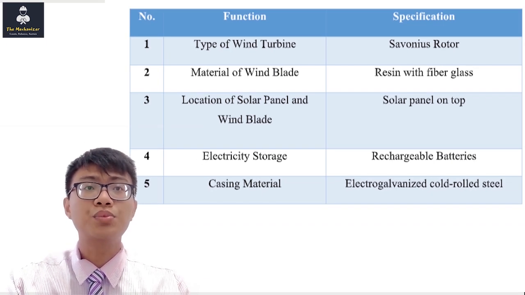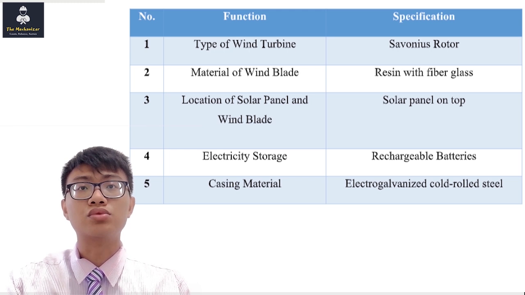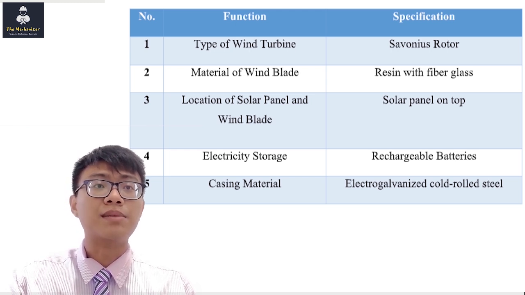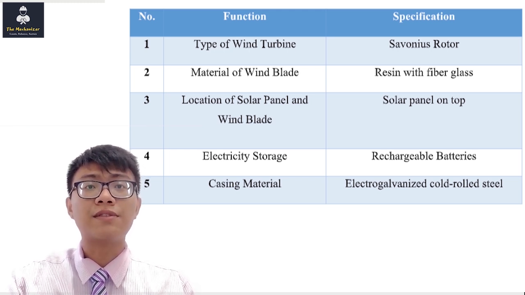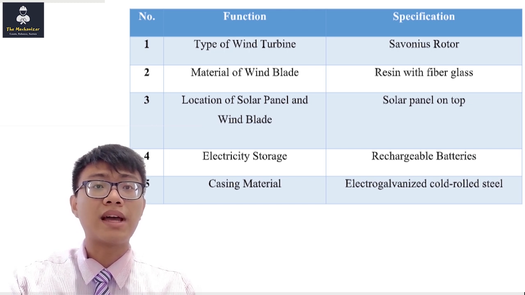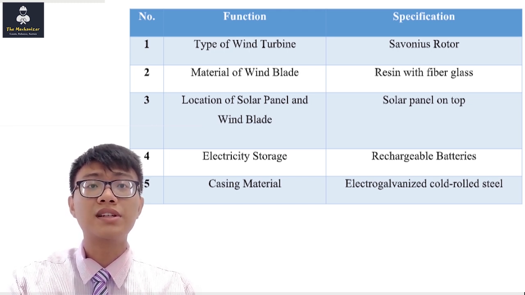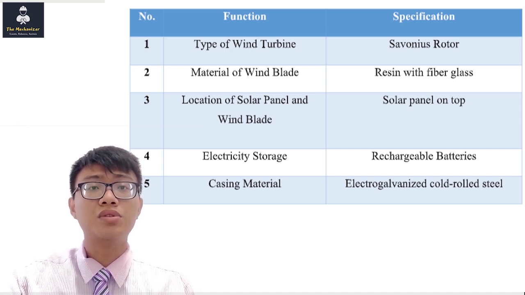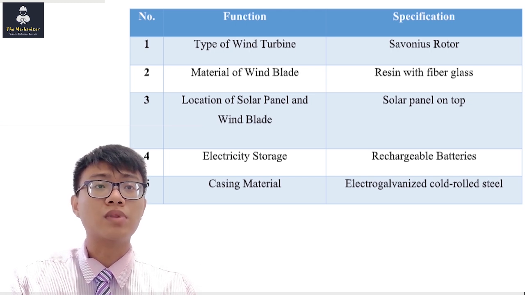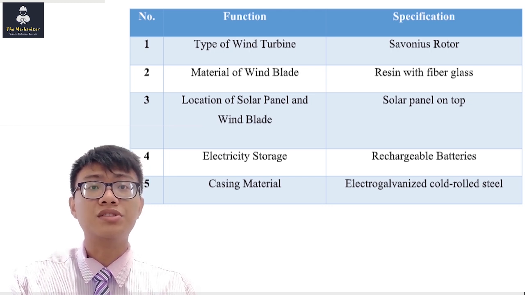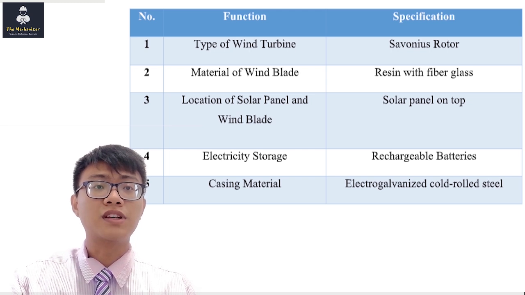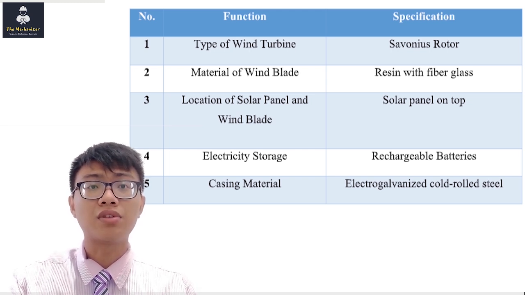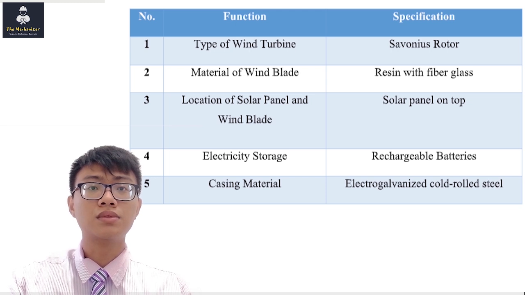For concept selection, we're using the weighted rating method to choose the alternative specifications. For example, we're using the Savonius rotor as the wind turbine, and we're using resin with fiberglass as the material of the wind blade, and we're placing the solar panel on the top for the location of the solar panel and the wind blade. And for the electricity storage, we're using rechargeable batteries. And for the casing material, we're using electro-galvanized cold rolled steel.